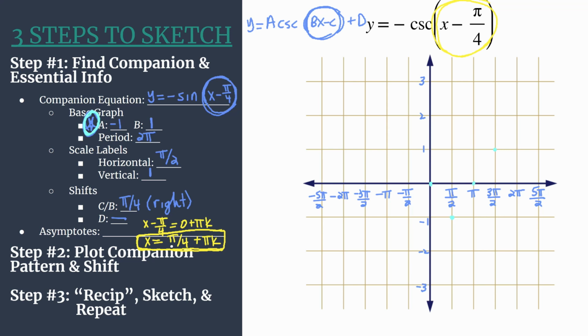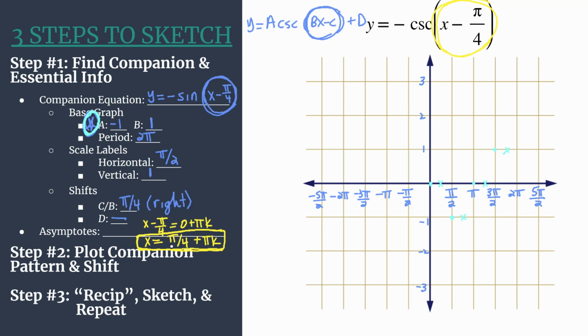So now we have the base companion pattern, and we're ready to tackle the shifts. In this case, we just had that one phase shift to the right, pi over 4, or half a grid unit. So take each of these companion pattern points and shift them right pi over 4. I'll mark that with an X, and we're still marking lightly here. Okay, so now this is our new intermediate graph, and we're ready to move into step 3.